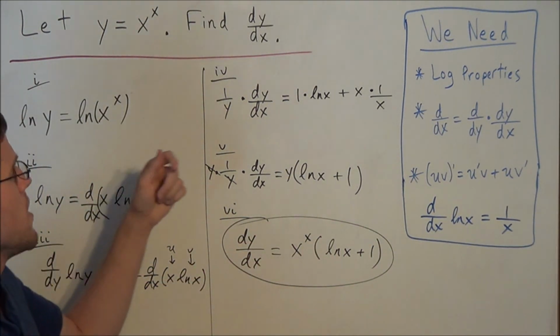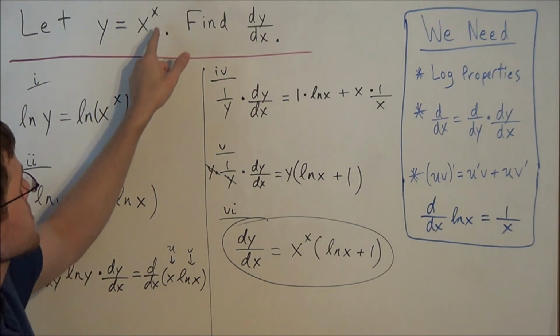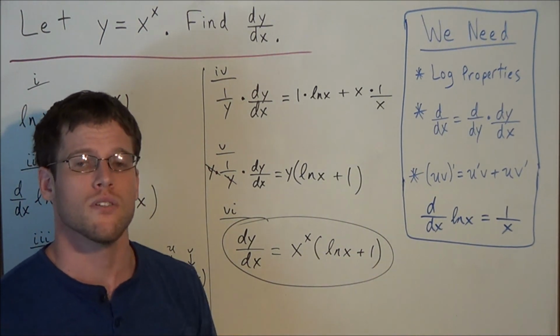So just to summarize, the derivative of our equation y equals x to the x is x to the x times the natural log of x plus 1.